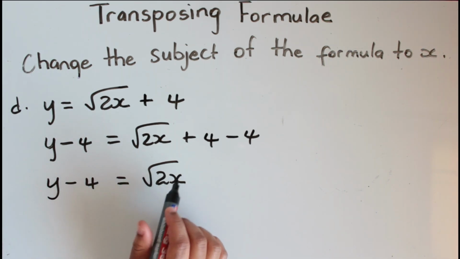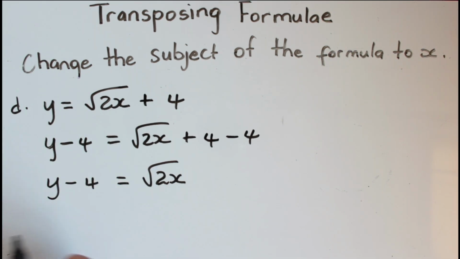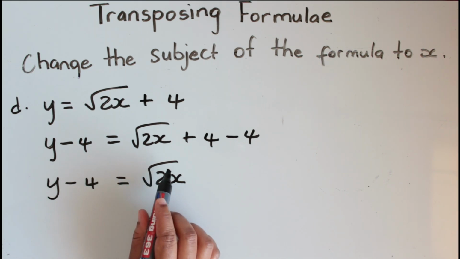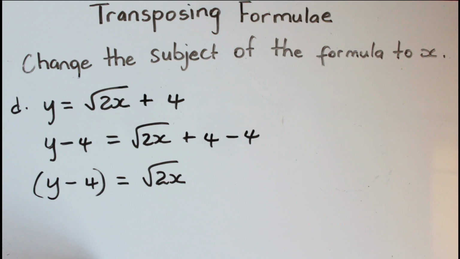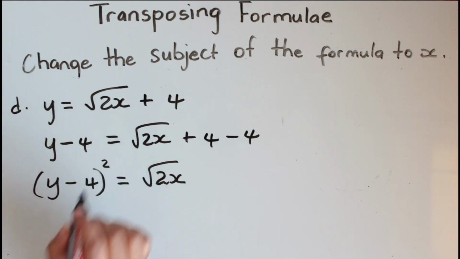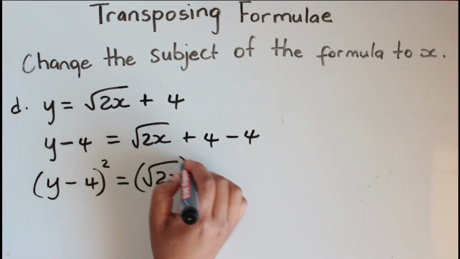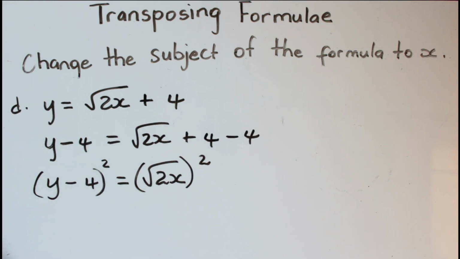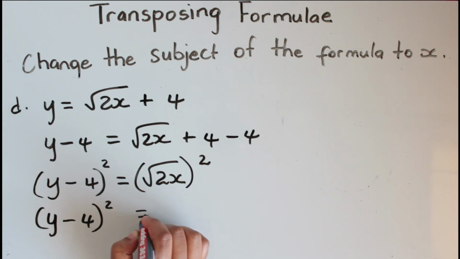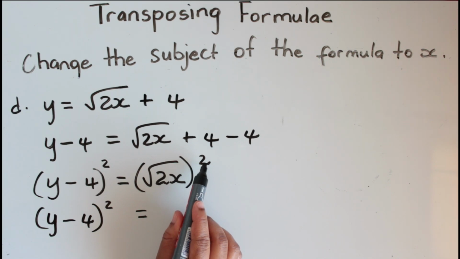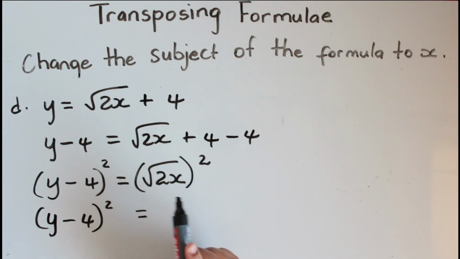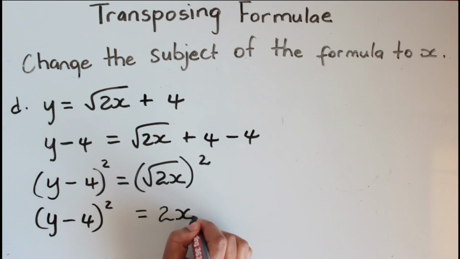So to do that, we need to do the inverse operation. The inverse of finding the square root is to square. So we square both sides of the equation. So I square all of this, and I square all of this. So now I have on my left y minus 4 all squared is equal to, remember, when I do the inverse operation, all I get is just what's under the root, which is just 2x.